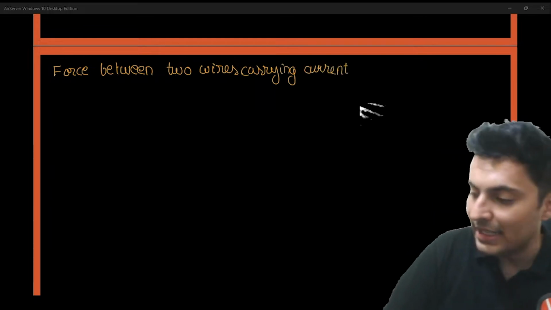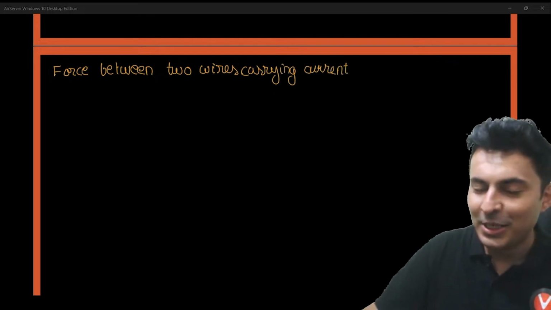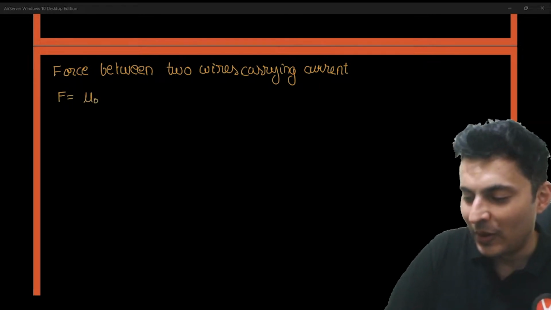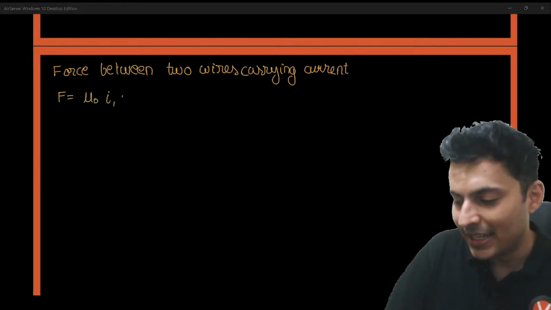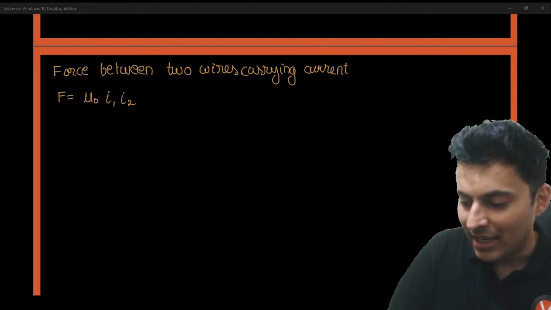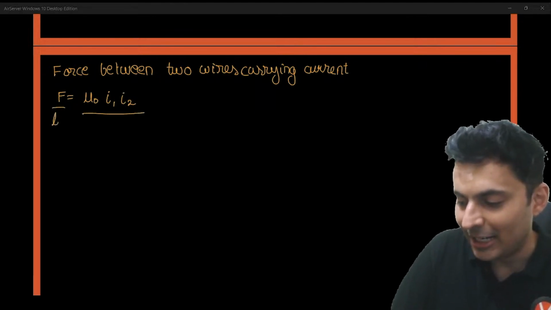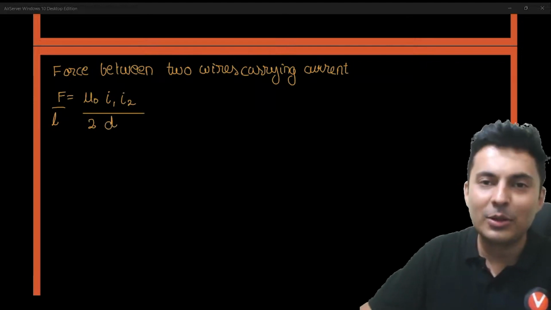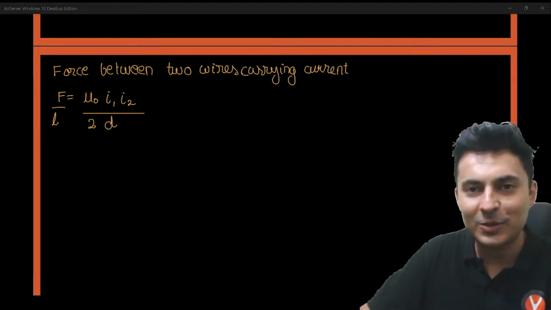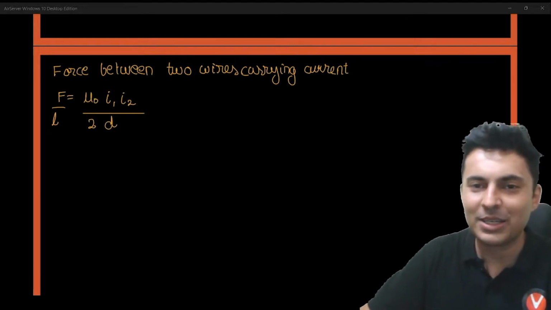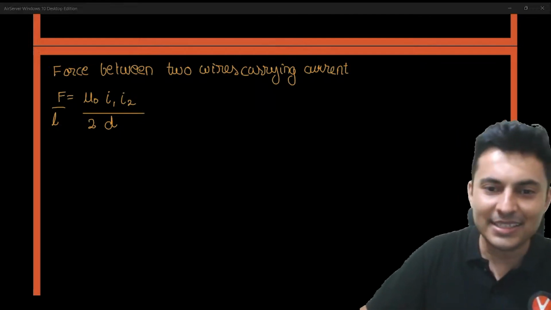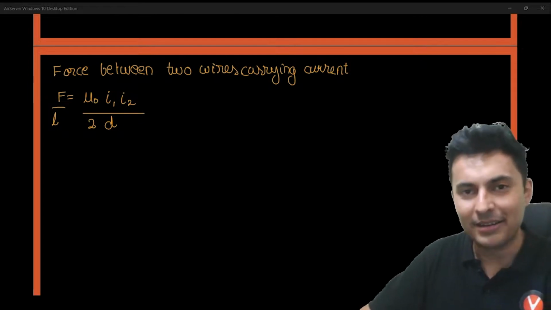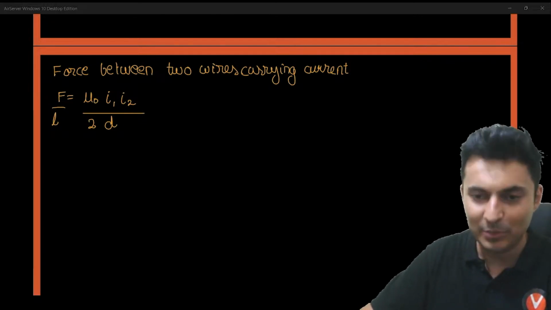What is the formula? Quickly think and let me know in the chat box. Yes, it was mu naught I1 I2, in fact, it is force per unit length, divided by 2 pi d. Do you remember this formula, guys? Yes or no? Very good. So this is the force acting between two wires, force acting actually per unit length.